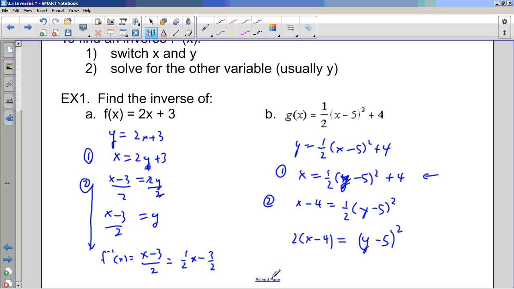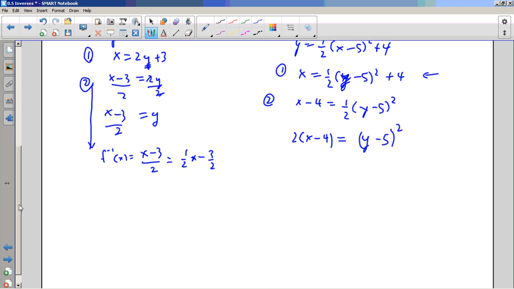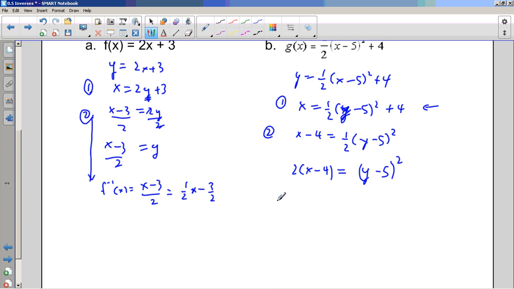And now I've got a square root. Now notice when I square root something, there's actually 2 answers. Remember this from last year. There's the positive and negative square root of 25, or positive and negative 5 are both answers to this. So I got to be careful.